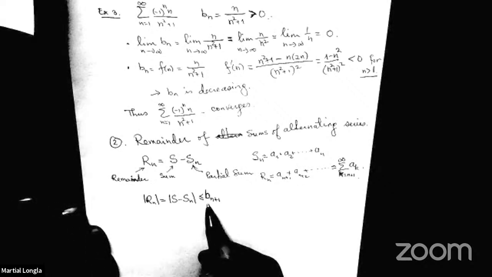So it's always less than the following term. Notice that Bn is always positive. An is negative 1 to the power n times Bn, and Bn is always positive. All right. So this thing is always less than that in absolute value.